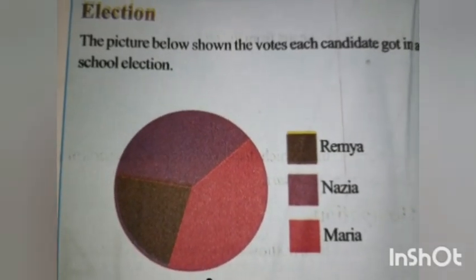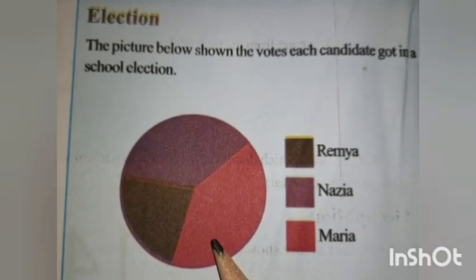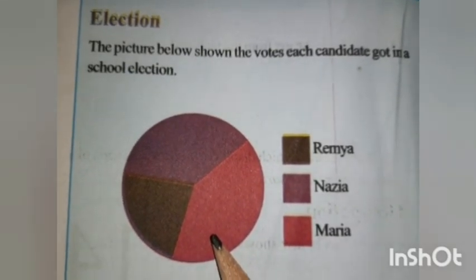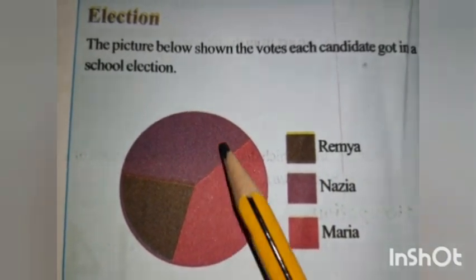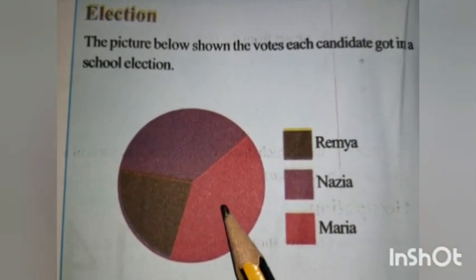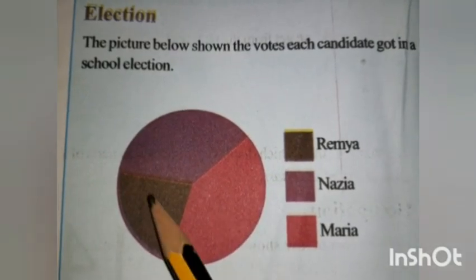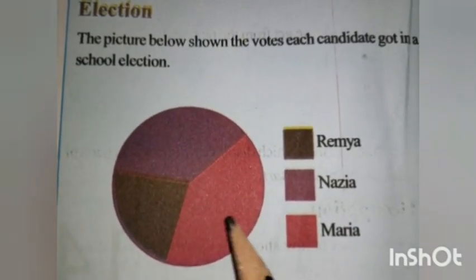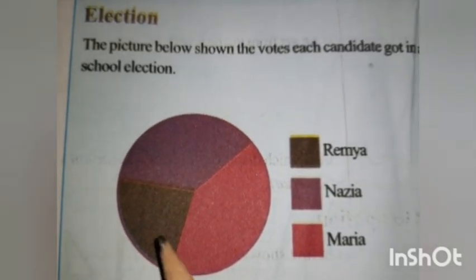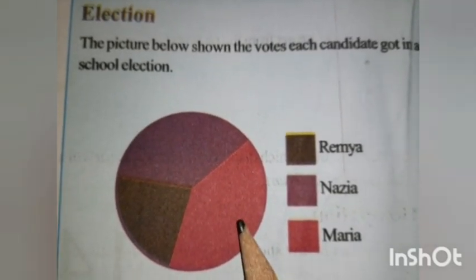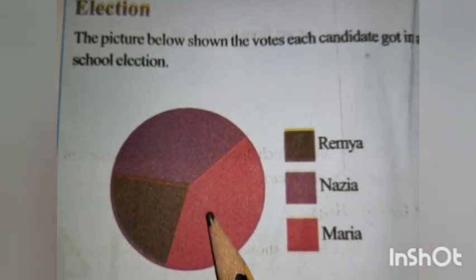The picture shows the election campaign for each candidate, how many votes they got. That is represented in a picture here. So this pictorial representation of the data is called a pie chart.